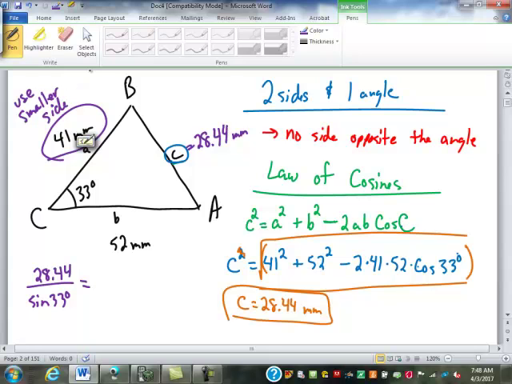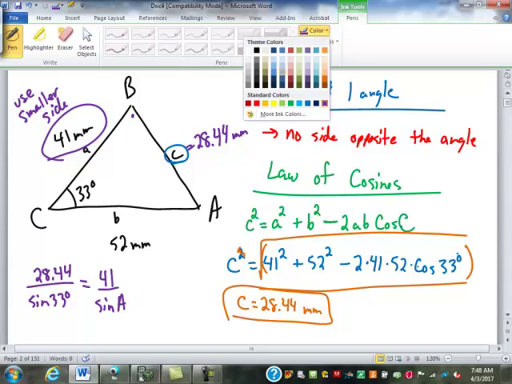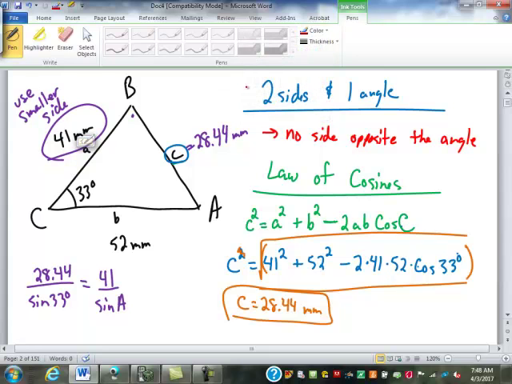Because I know that there can only be one angle in a triangle that's obtuse. So the only angle here that could possibly be obtuse is angle B because it's opposite the longest side. So I'm going to find the smaller angle first using the smaller side, which is the 41. Then B is going to be found by subtracting from 180, so I don't have to worry when I do the inverse sine whether it's obtuse or acute. It's just going to be found by subtracting.